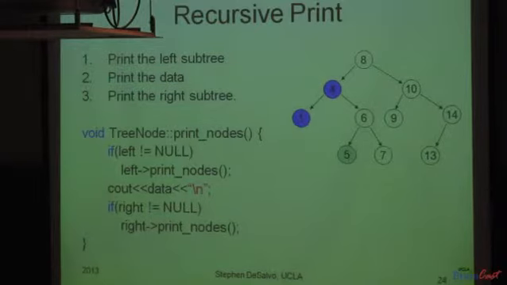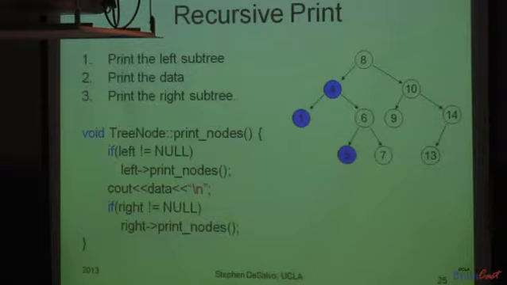It exists. So then it calls print nodes on the 5. The 5 now calls print nodes, and it has no left pointer. The left pointer is null. So it prints out its own data. It checks to see if it has a right child, which it doesn't. So then it exits out of its function.